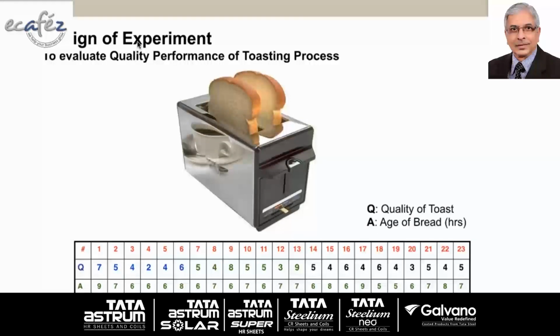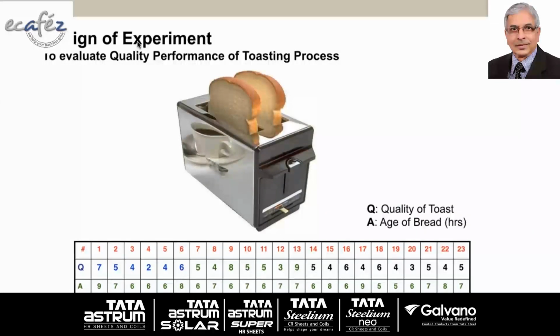There are 2 factors: quality of toast and the age of bread. There is a strong relationship with the age of bread here. It means the moisture content in the bread, which cannot be measured directly. So indirectly, age of the bread means how long it has waited, in hours, between production at the bakery and the toasting.